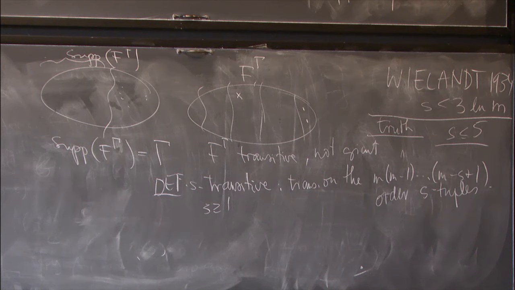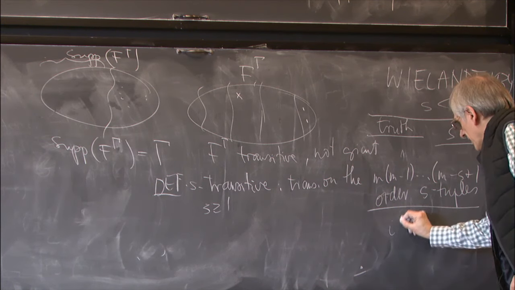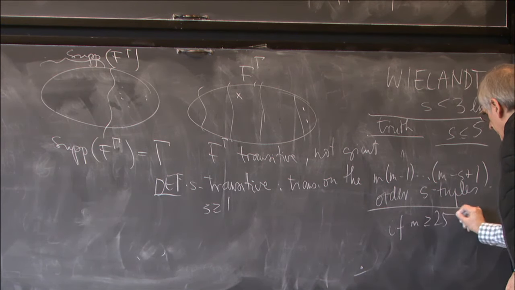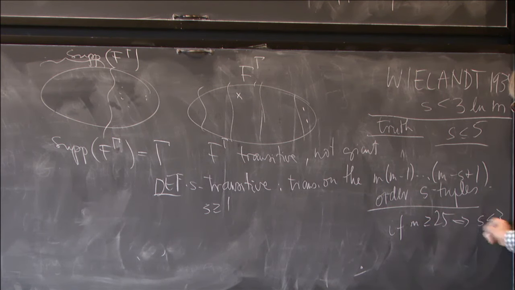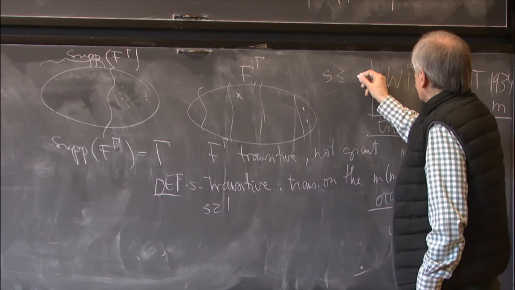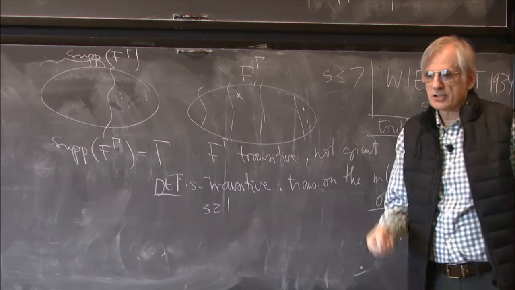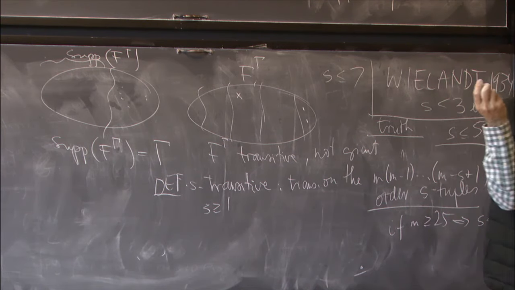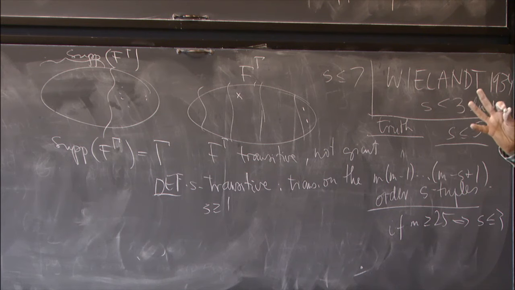And in fact, if M is at least 25, then S is at most 3. And of course, I can assume that M is at least 25 because I don't care for small cases. I'm sorry? Classification? Yes, this is based on the classification of finite simple groups. However, Wielandt has another result which says that S is at most 7, assuming Schreier's hypothesis. Schreier's hypothesis is a consequence of classification, but that I call a modest application of the classification of finite simple groups.